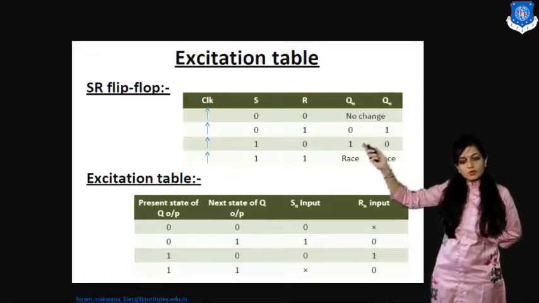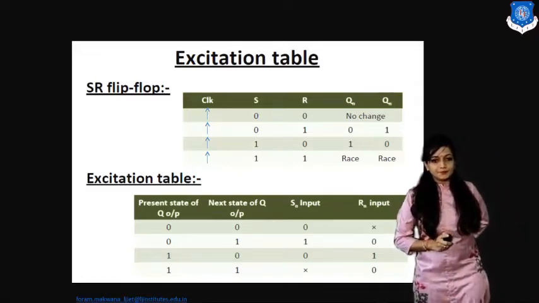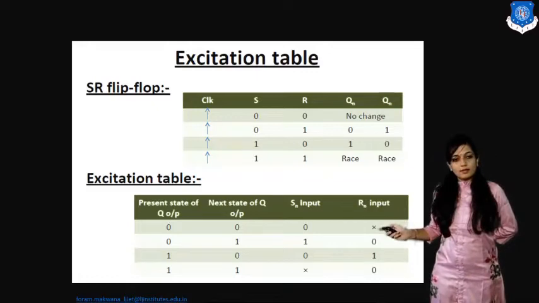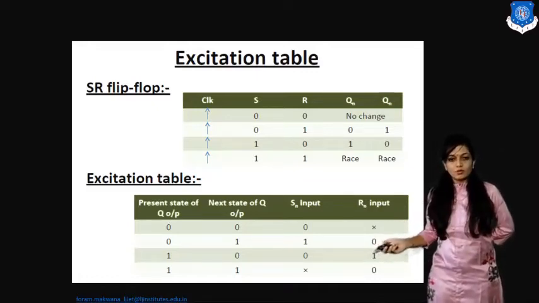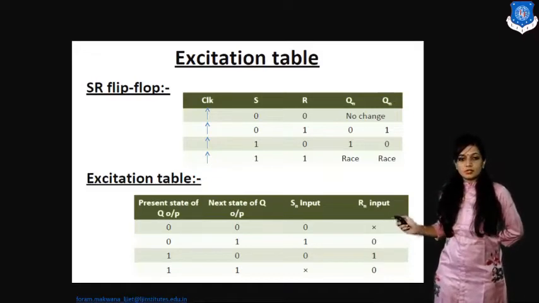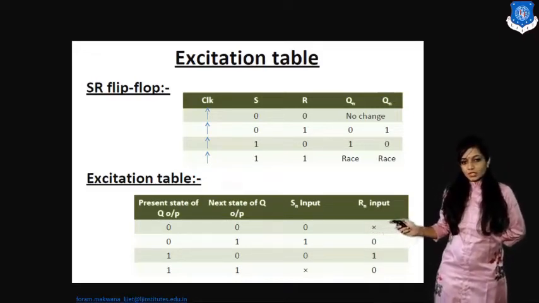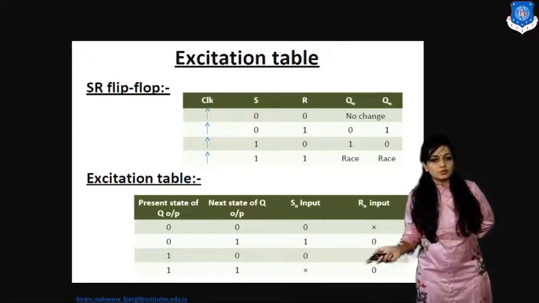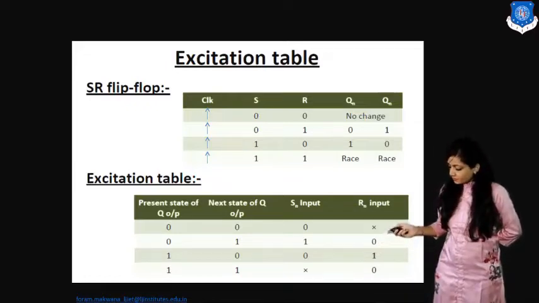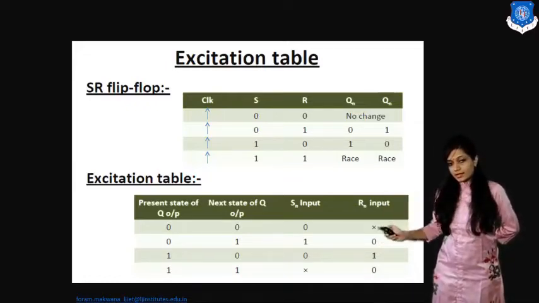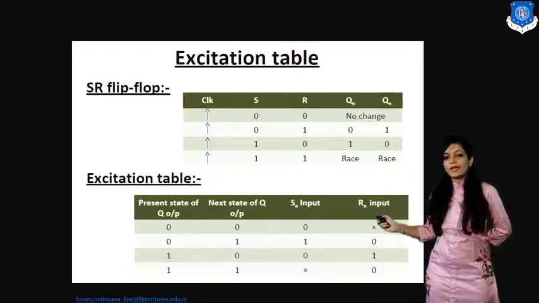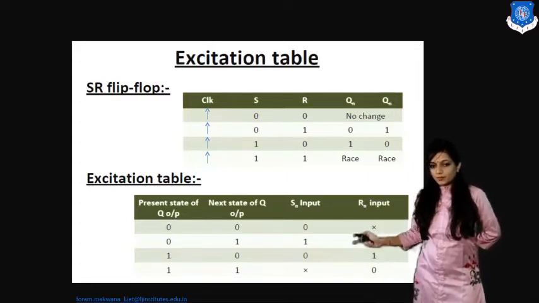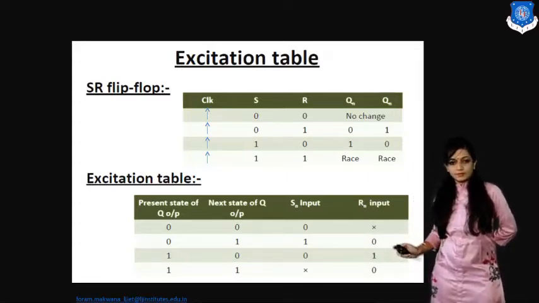From this truth table, we are going to derive the excitation table. The excitation table is obtained from the present state and the next state, and we derive the inputs from it. From the output, we derive the inputs, so this is called output driven. Present state Q and next state Q of n plus 1 are two variables, so four combinations are there: 0 0, 0 1, 1 0, and 1 1.